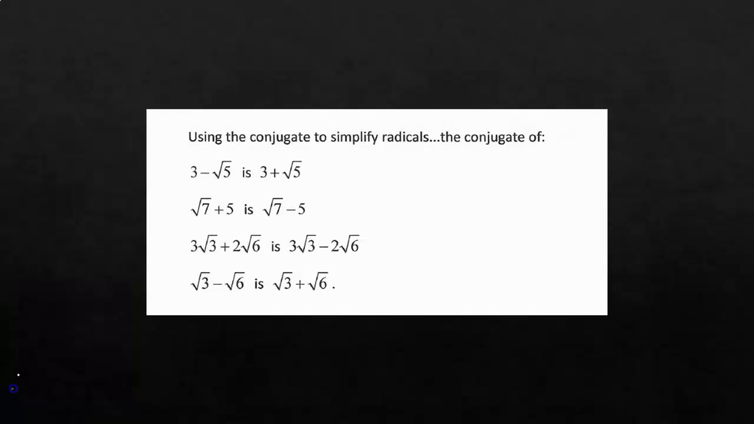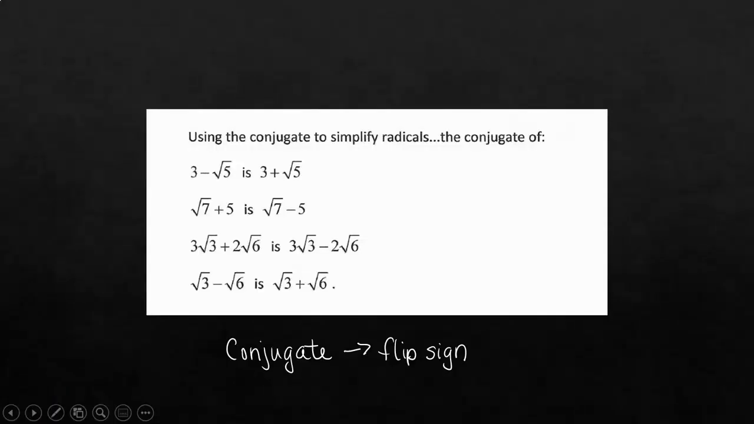So really, the conjugate just means you flip the sign. We use this to remove the radical sign from the denominator, and I'm going to show you how.